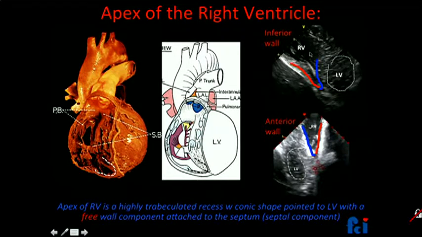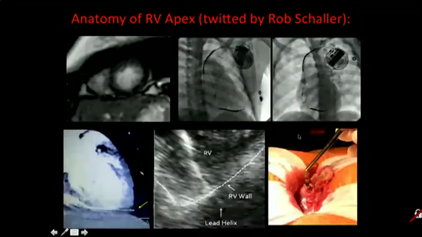You can see in this image here the two components of the apical area of the right ventricle. You can see the septal part in blue and the free wall part in red. This is another section where you can see the apex of the left ventricle here, and here you see the free portion, which is higher, and the septal portion.